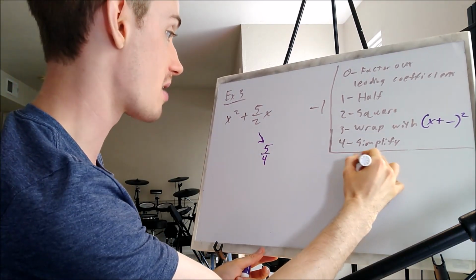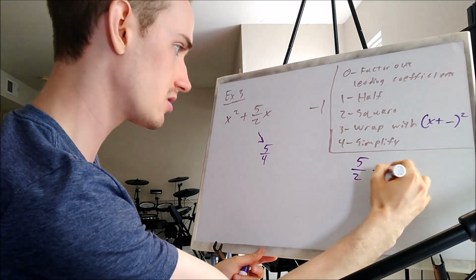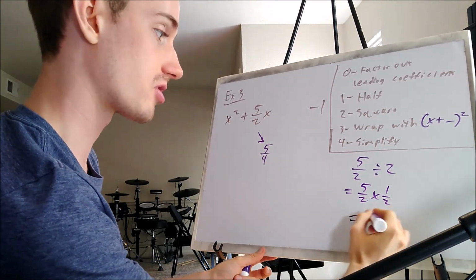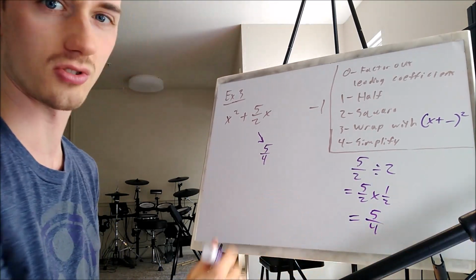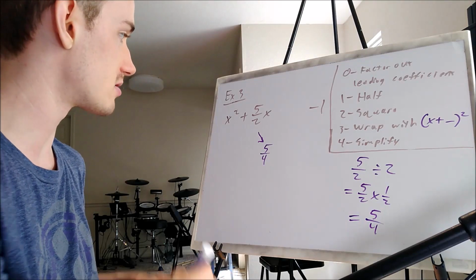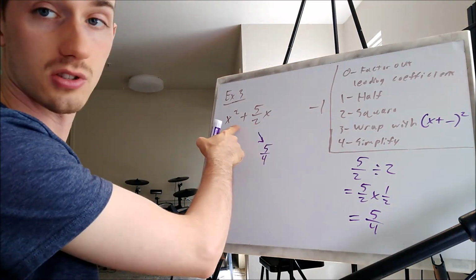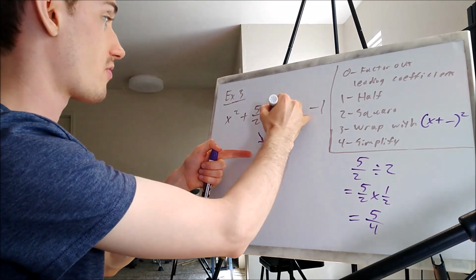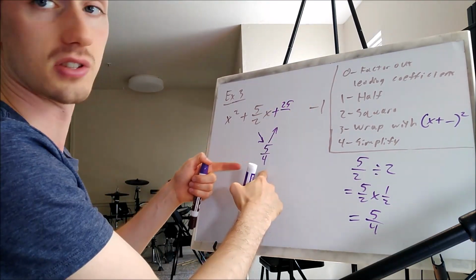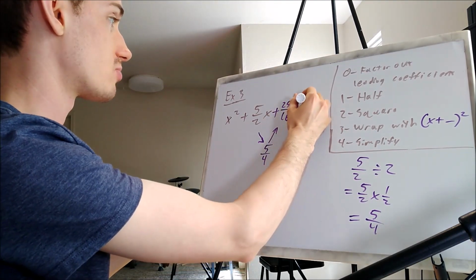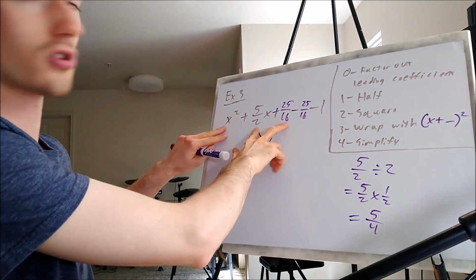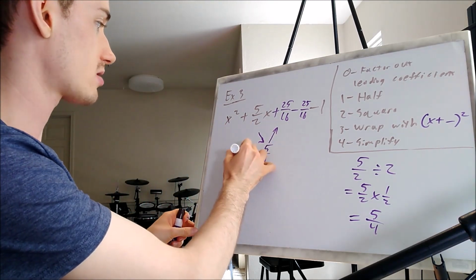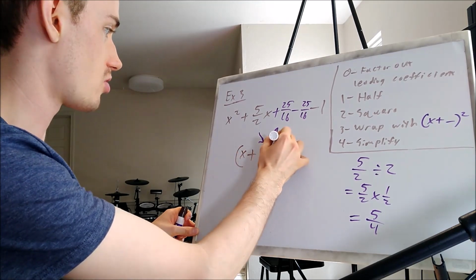Or if you want to, you could see that by taking 5 halves divided by 2, which is 5 halves times 1 half, and you multiply straight across, you get 5 over 4. So quick, just reasoning there. So half of that is 5 fourths, and it's positive because there was a plus there. And then I square this, I get 5 squared is 25, 4 squared is 16, and I have to subtract that as well. So now these first 3 terms should be a perfect square. I can factor that into (x + 5/4) squared.